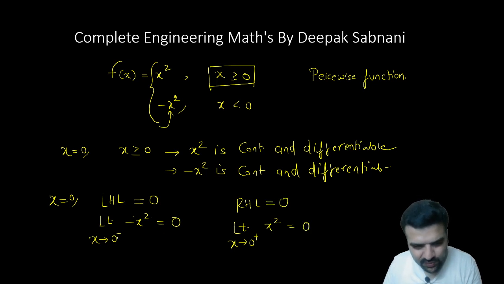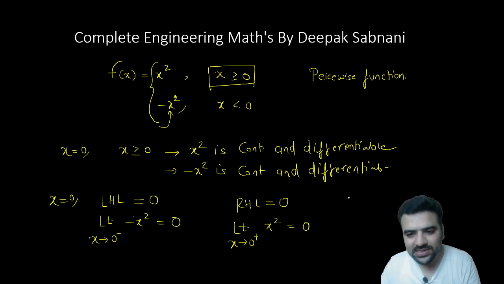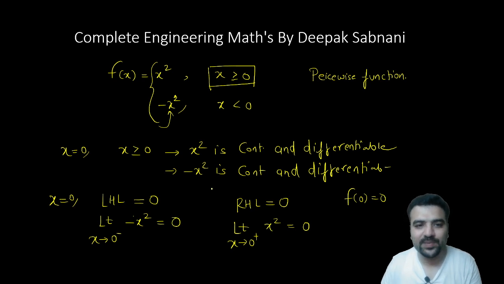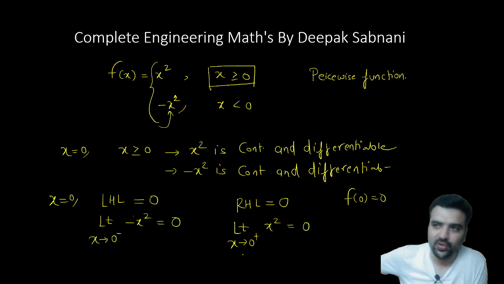Now this we will not use in the exam. Directly you write this. What is LHL? 0. Just put the value here. RHL is 0. So LHL equal to RHL, and the value of the function f of 0 is 0, since 0 square is 0. So LHL equal to RHL equal to f of a. It means it is continuous at x equal to 0. There is no issue.